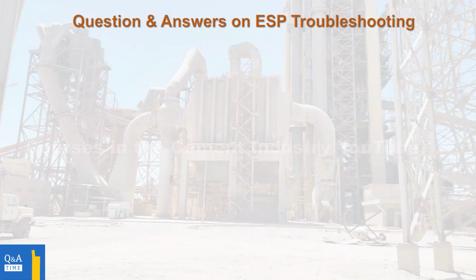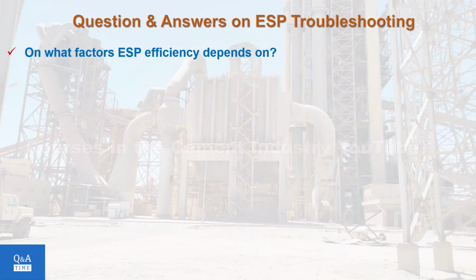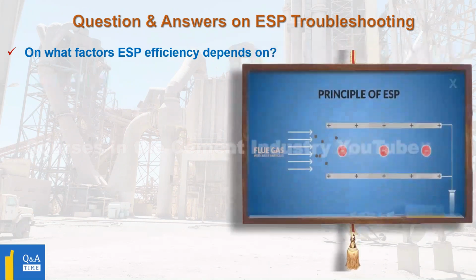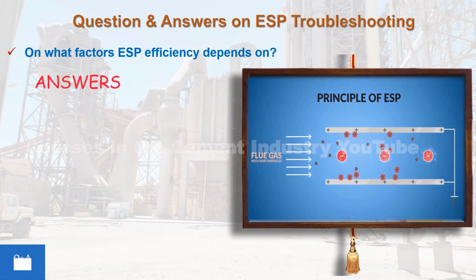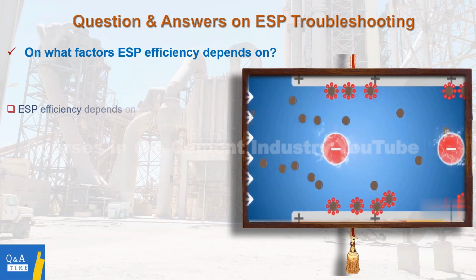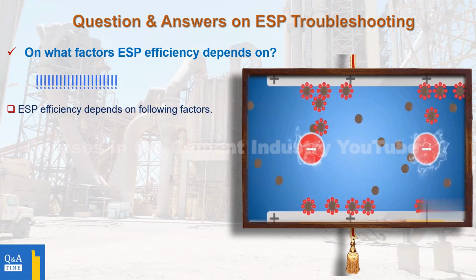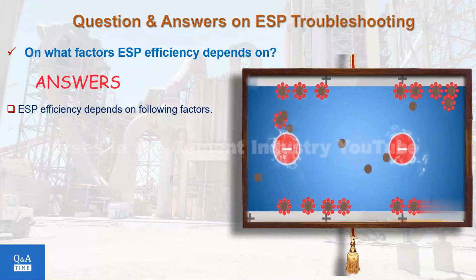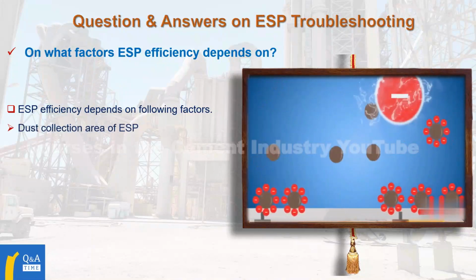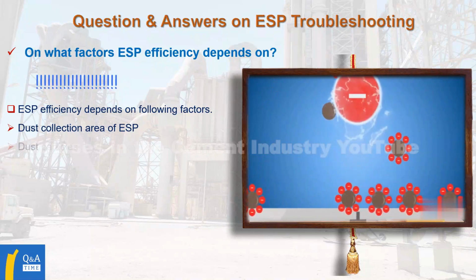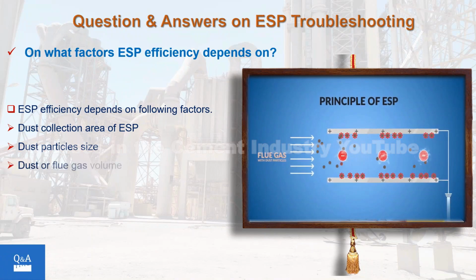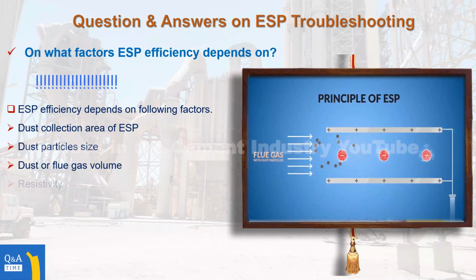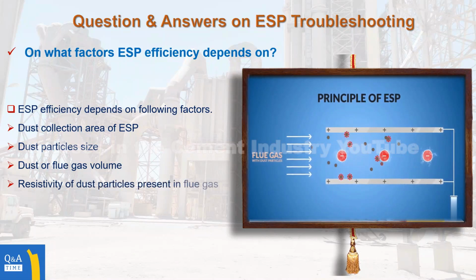Question 18. On what factors does electrostatic precipitator efficiency depend? Answer. Electrostatic precipitator efficiency depends on the following factors. One. Dust collection area of the electrostatic precipitator. Two. Dust particle size. Three. Dust or flue gas volume. Four. Resistivity of dust particles present in the flue gas.